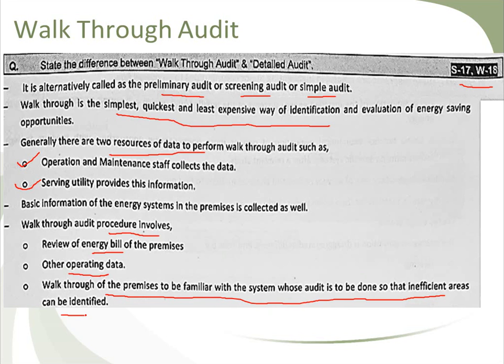So that he should be familiar with the instruments, devices, equipments that are used in that particular utility, so that if a detailed audit is required to identify the inefficient areas, then that detailed audit can be performed. So for that, the energy auditor performs a walkthrough through the premises of a particular utility, and hence it is called walkthrough audit or simple audit or preliminary audit.